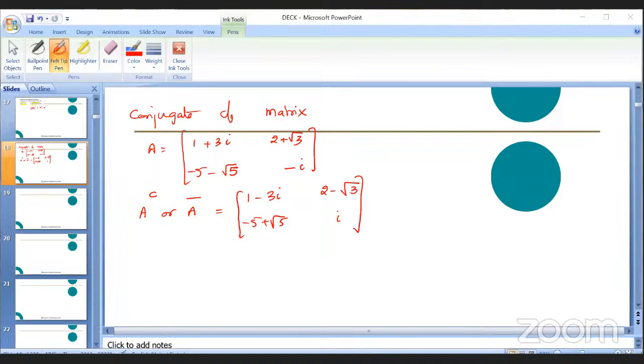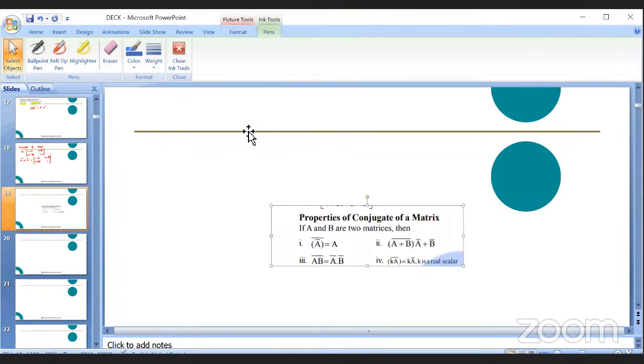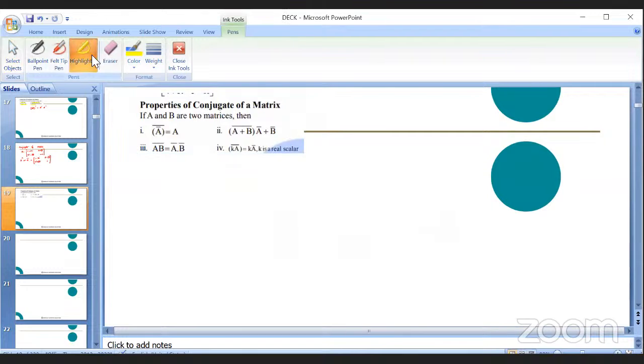Now there are some properties of conjugate matrix. For conjugate also there are some properties. The properties are A dash whole dash is A. AB whole dash is A dash. Actually there is equal to in the middle. A plus B whole conjugate is A dash plus B dash. And AB whole dash is A dash into B dash. KA whole dash is K into A dash.